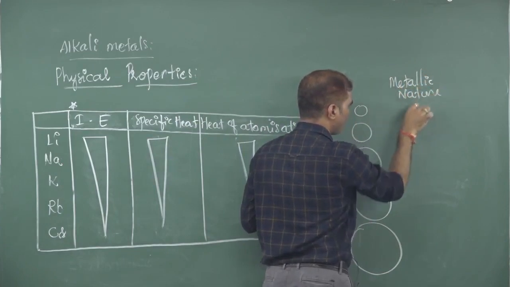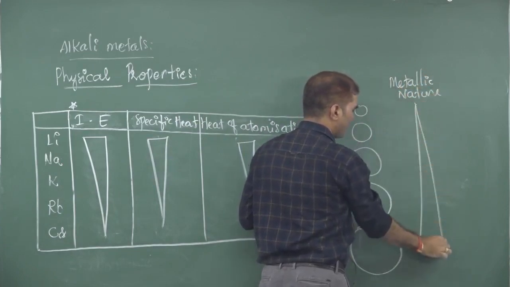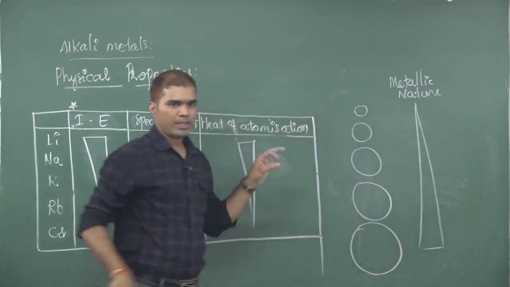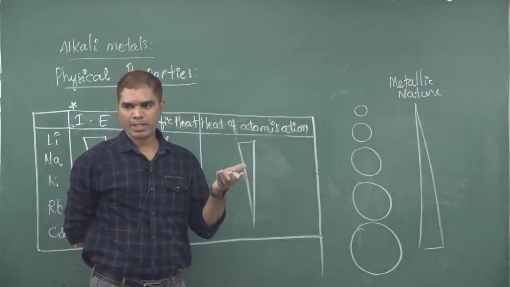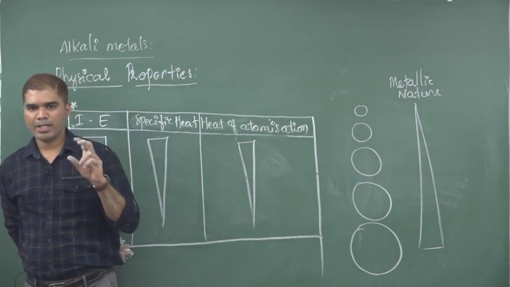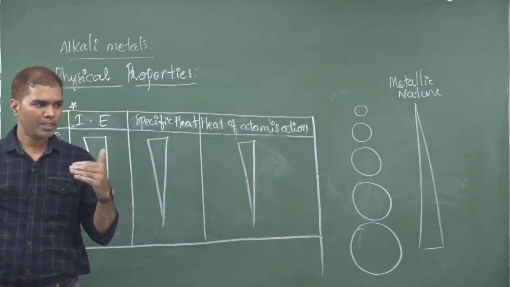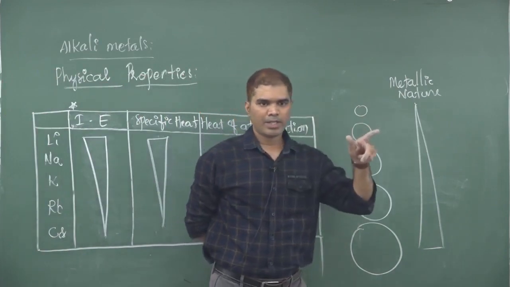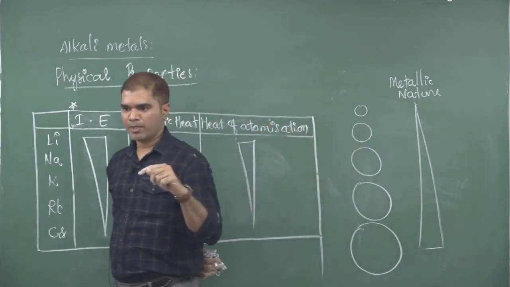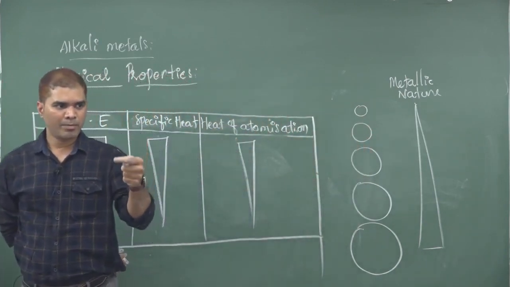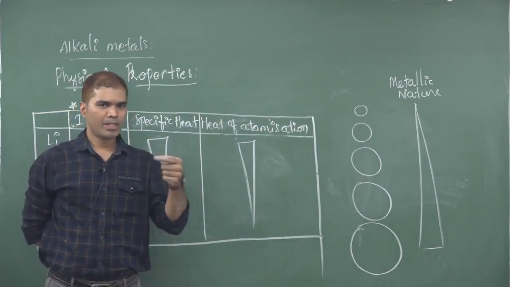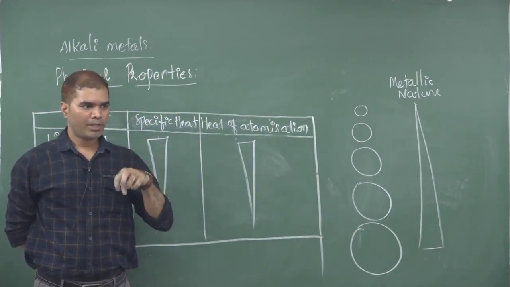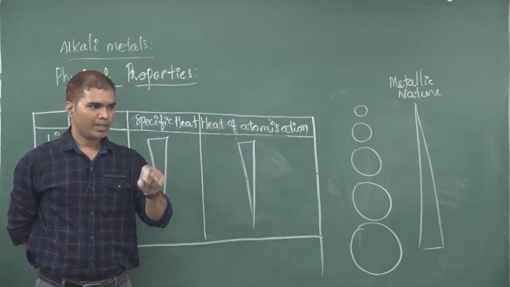What is happening to the metallic nature? Metallic nature is increasing. This is a metal which is readily losing its electron. So once it is readily losing its electron, that metal is becoming positively charged, yes or no? It is losing an electron, it is becoming positively charged. Whatever electron that is being lost, there is an electrostatic force of attraction between the lost metal and that electron.